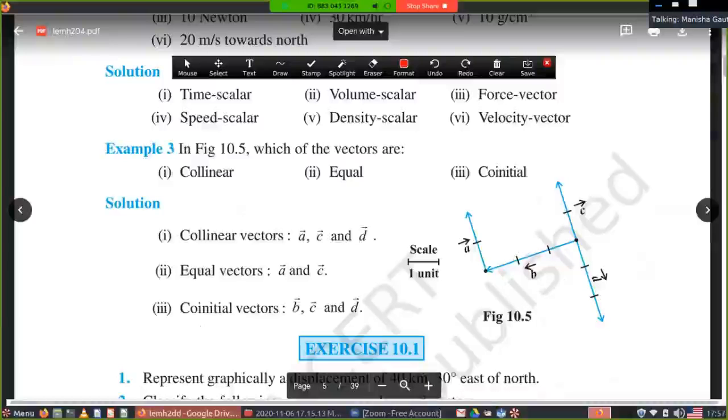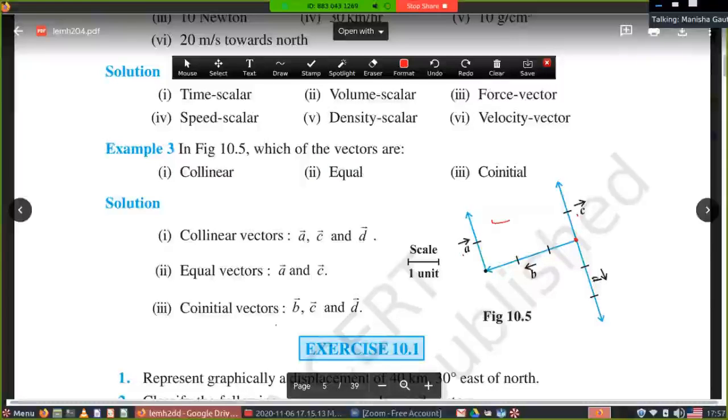The given figure is here, figure 10.5. Now here you have to check which vectors are collinear vectors. Vector A, vector C, and vector D are the collinear vectors. And equal vectors are A and C: equal magnitude, same direction. Co-initial vectors are vectors whose initial point is the same: B, C and D. The initial point is the same, that's why these are co-initial vectors.